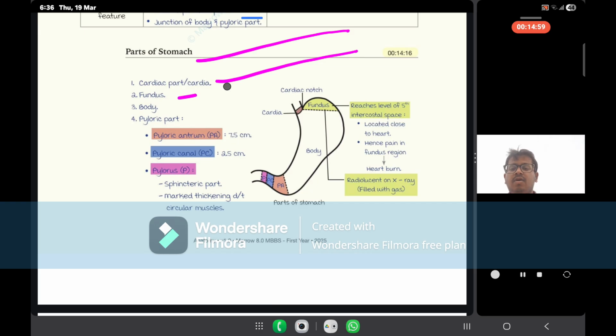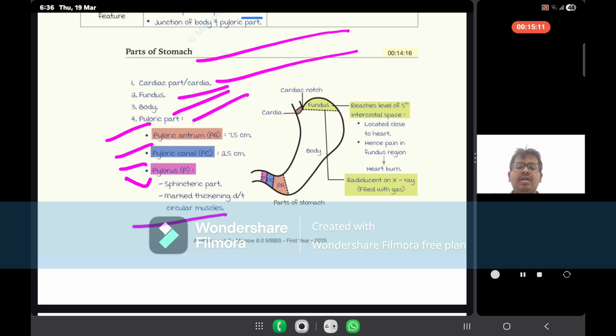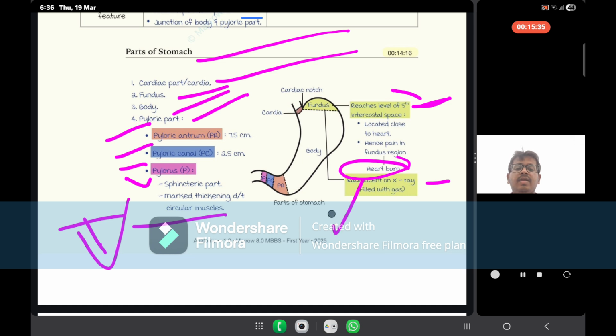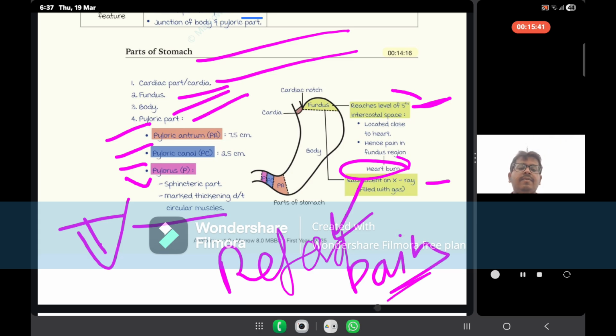I'm repeating: parts of the stomach: cardiac part, fundus, body, pyloric part, pyloric antrum, pyloric canal, pylorus, and in the pylorus we have a sphincter with marked thickening due to circular muscles. The fundus is radiolucent on X-ray, and it reaches the level of the fifth intercostal space. You will say that we have already talked about it being at the seventh intercostal, but actually it reaches this level because the rib is not straight, it is curved like this. So fifth intercostal space reaches here. So heartburn is a referred pain. Understanding what I want to say?